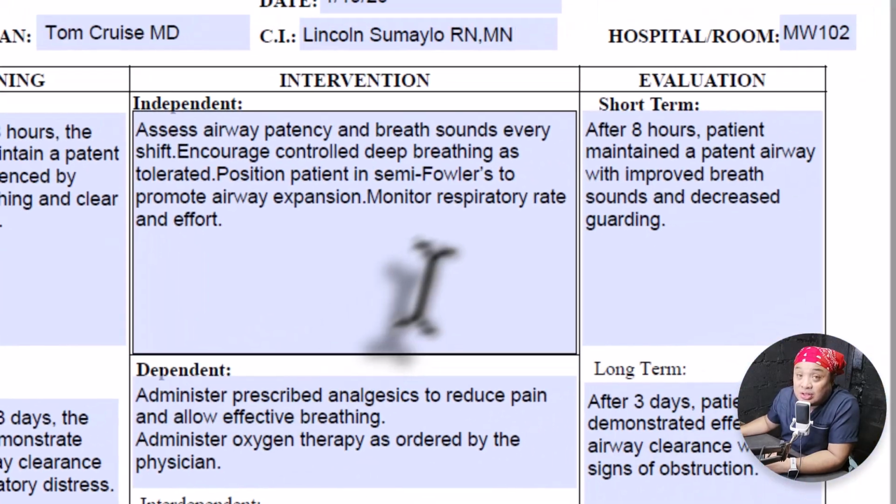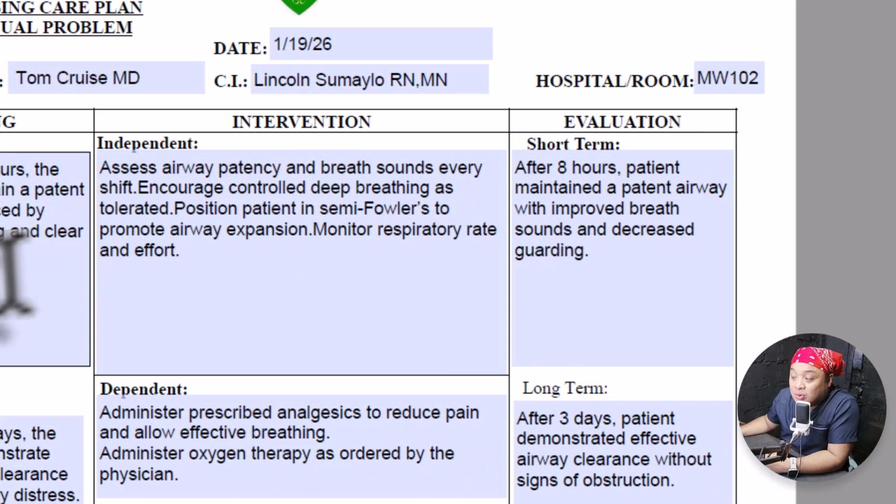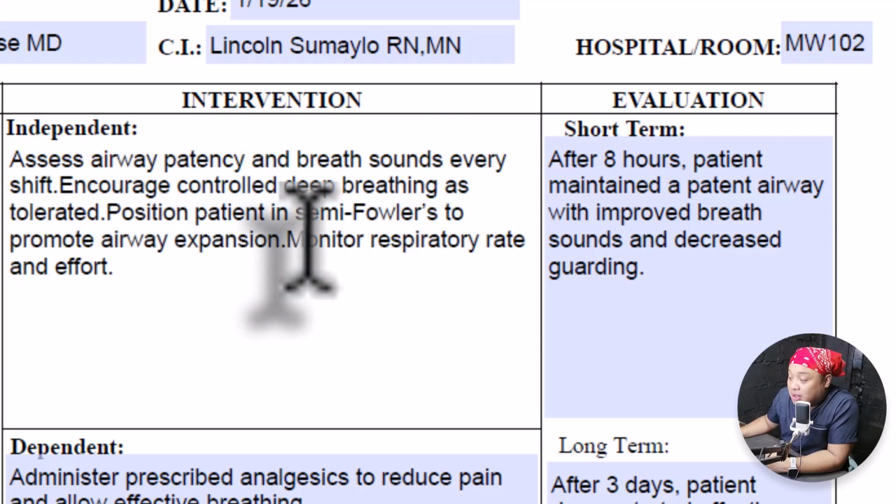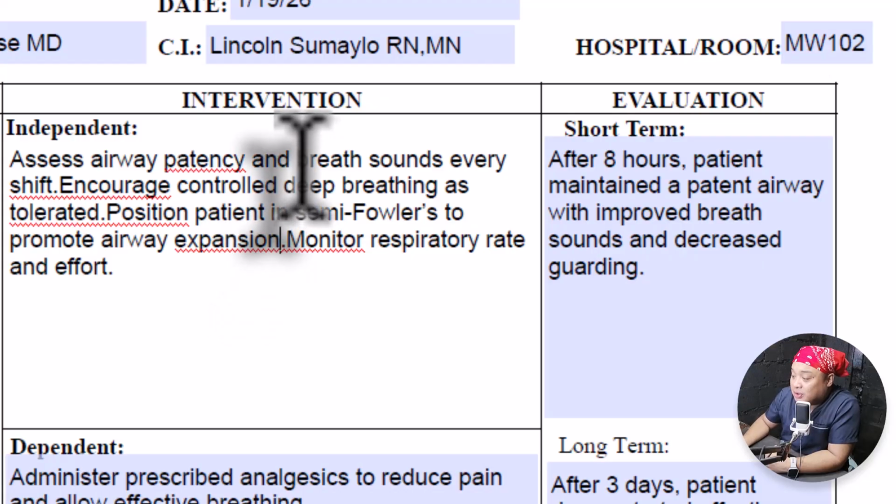So we're going to go to the interventions. Anything you do, especially for your 8 hours, for example, here, independent. This is independent, what the nurse can do. So assess airway patency and breath sounds every shift. Encourage controlled deep breathing as tolerated. Position the patient in semi-Fowler's to promote airway expansion and monitor the respiratory rate.